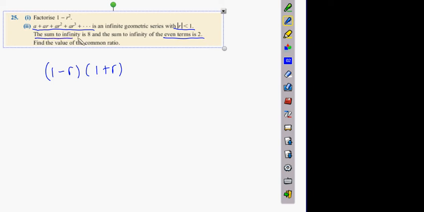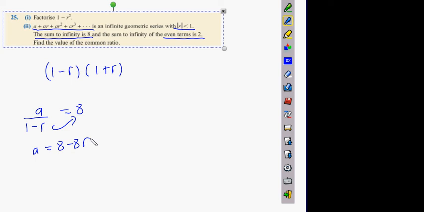Sum infinity equals 8. Just put a over 1 minus r equals 8. Cross multiply. Like, this is where we go wrong sometimes. We just leave that blank just because we know we can't get the full answer out. But if you got that, you're on the board. Okay? Now, the even terms.